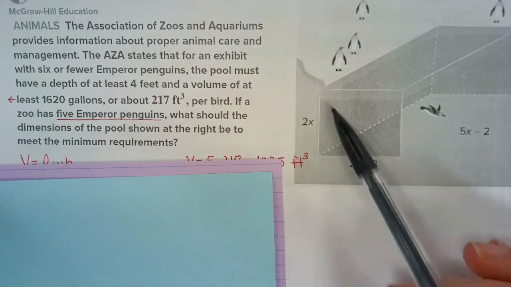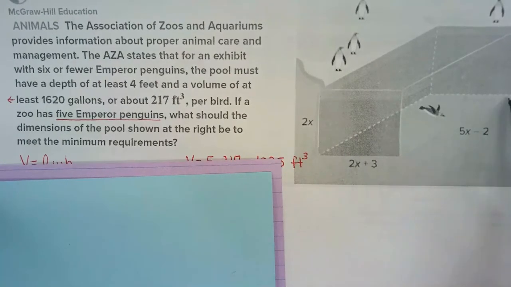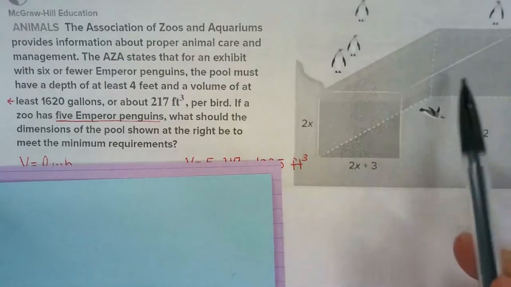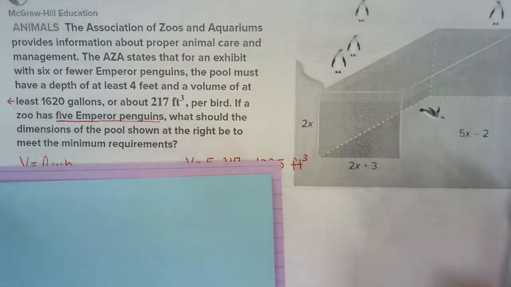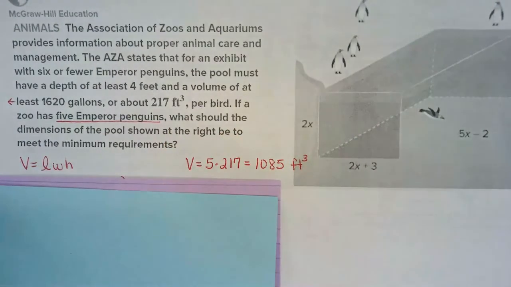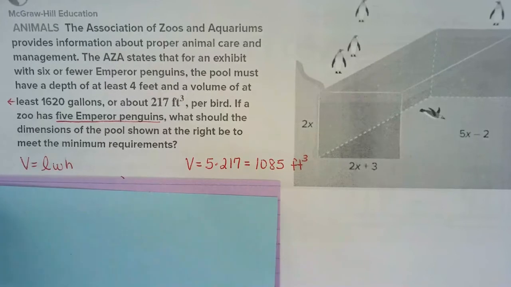So it's showing me this is my height, this is my length and my width. It's showing me here's the pool and I have 5 penguins and I have to make sure that my pool is big enough to have all 5 of those in there. So first off, I see the word volume. So that tells me that I'm going to be using this volume formula for a rectangular prism. So going back to geometry, volume equals length times width times height.